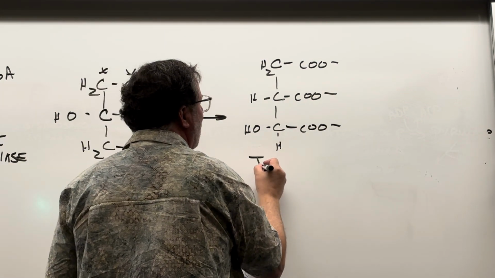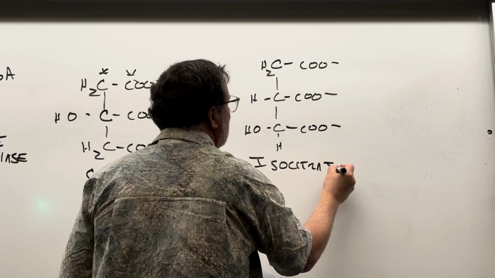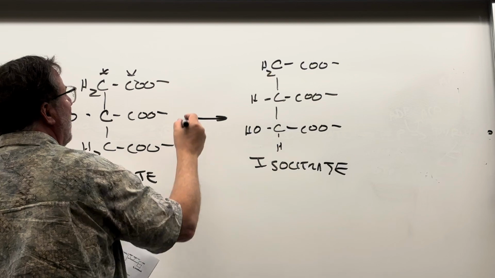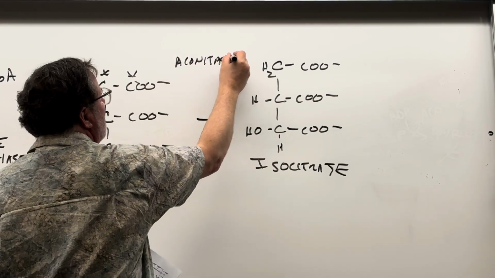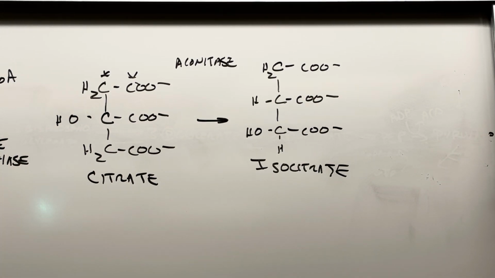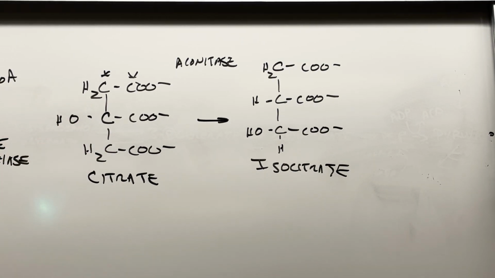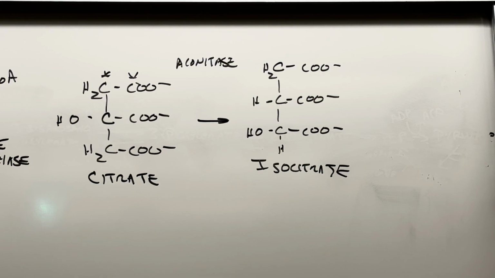And this molecule is known as isocitrate. This enzyme is aconitase. It's named aconitase because there's an intermediate in this reaction involving dehydration here, a double bond called aconitate, but we won't get into that detail. But if you're just kind of curious about why the heck is it called aconitase, it's named for one of the intermediates in the reaction.